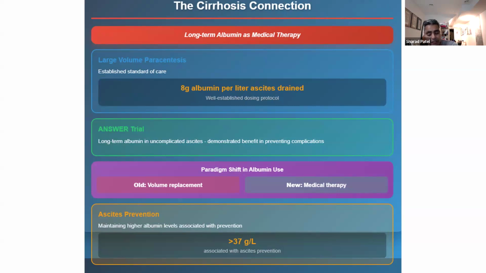In the ANSWER trial, so ascites, this evidence is pretty much set in stone. So this is a general practice. When you do a large volume paracentesis, you give albumin back, and this makes sense. In the ANSWER trial, long-term albumin in uncomplicated ascites demonstrated benefit in preventing more ascites. So there may be something to administering chronic albumin, although this may not be a practical thing to do. There's a paradigm shift in albumin use where in the old way, it was kind of volume replacement, and now you might consider it to be kind of a medical therapy. But you have to keep cost into account as well.